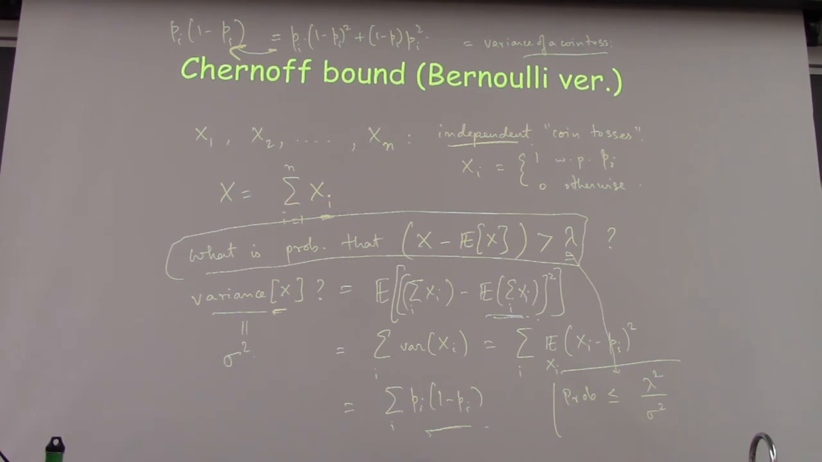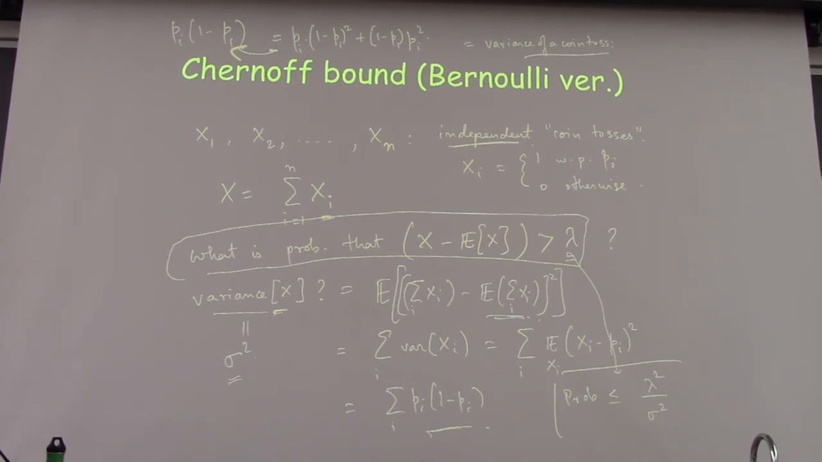But the main point here is not quite how to compute the variance. That's why I'm not spending too much time on this. The point is what Chebyshev tells you: if you denote this variance, whatever it is, by sigma squared, then the probability that your deviation from expectation is more than lambda is at most lambda squared by sigma squared. So this is what Chebyshev tells us.